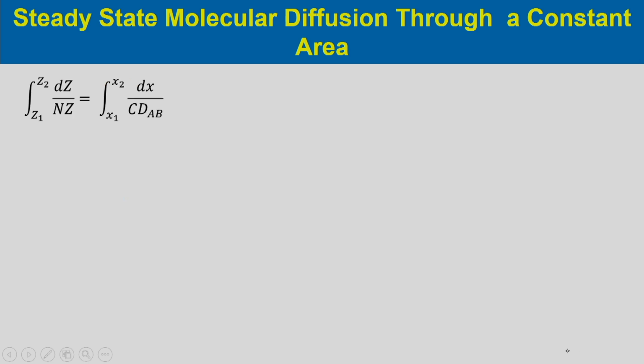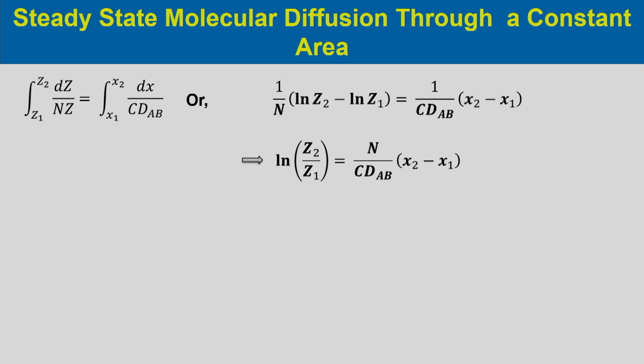Now, the integral from Z1 to Z2 of dZ by N Z, equal to the integral from x1 to x2 of dx by C DAB, can be written as 1 by N into (ln Z2 minus ln Z1) is equal to 1 by C DAB into (x2 minus x1). If we rearrange, it would be ln (Z2 by Z1) is equal to N by C DAB into (x2 minus x1).